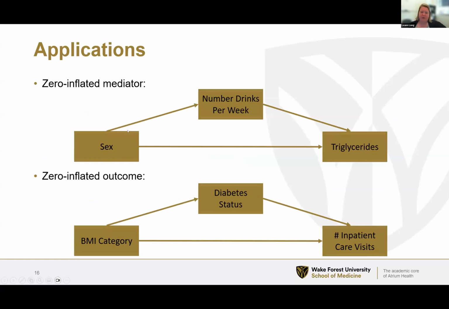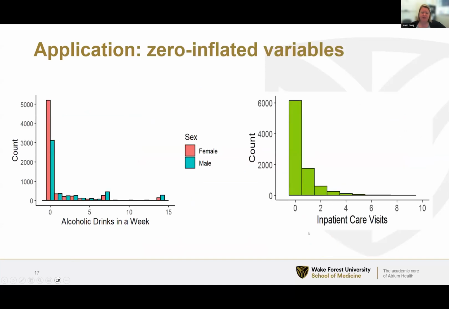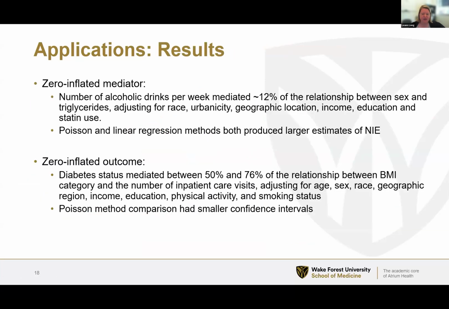So, super quick applications. We have one scenario where we looked at number of drinks per week being a zero-inflated mediator in the relationship between sex and triglycerides, and one where we have the zero-inflated number of inpatient care visits and how BMI category may be mediated by diabetes status. And these are the zero-inflated variables, just as a quick look, that these definitely have a lot more zeros than you might have expected in a regular Poisson distribution.